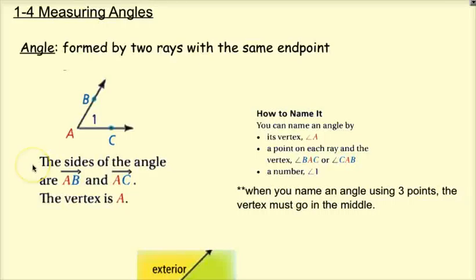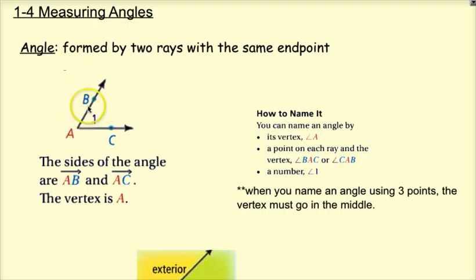Lesson 1-4, Measuring Angles. We're going to work with angles a lot this year, so it's important that you understand them and how to name them. First off, what is an angle? An angle is formed by two rays with the same endpoint. Again, an angle is formed by two rays with the same endpoint.